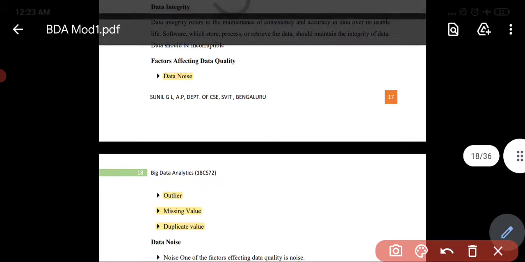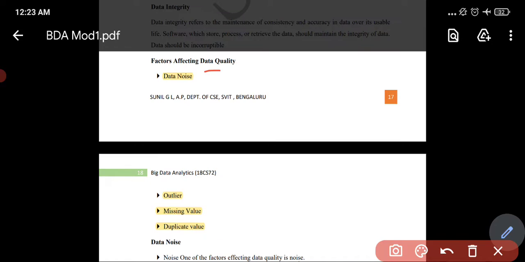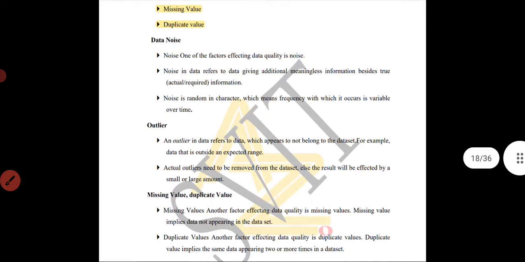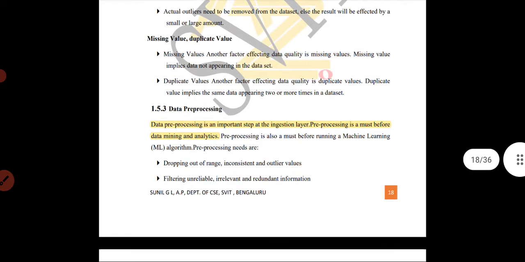There are different factors that affect the data quality, that is data noise, outliers, missing values, and even duplicate values affect the data quality. So here you have a brief introduction about that.